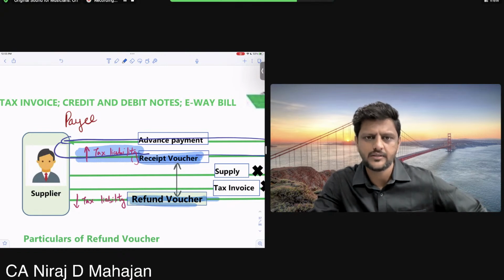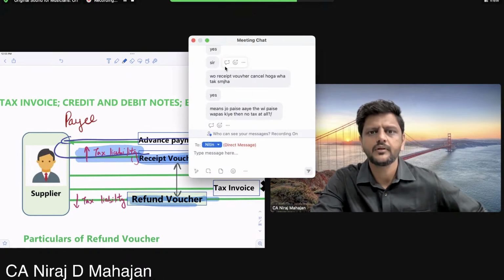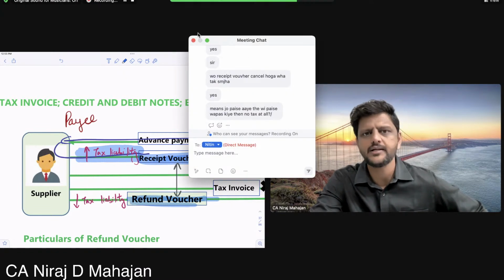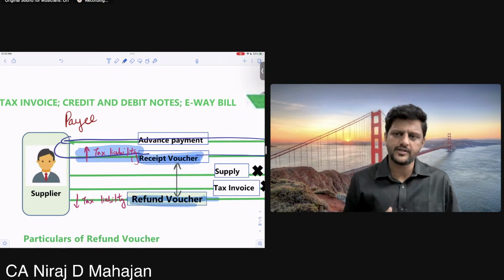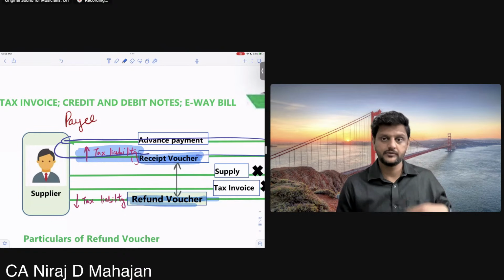कुछ समझा कि नहीं? Correct, exactly, yes. Whatever money you had received, you are refunding that. So why will you pay tax, na बच्चों? Understood?